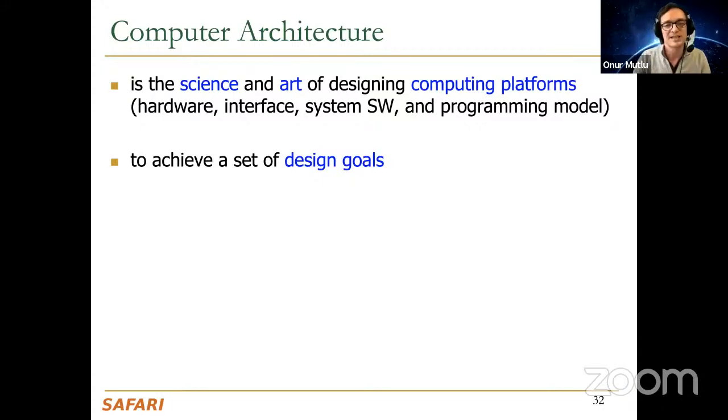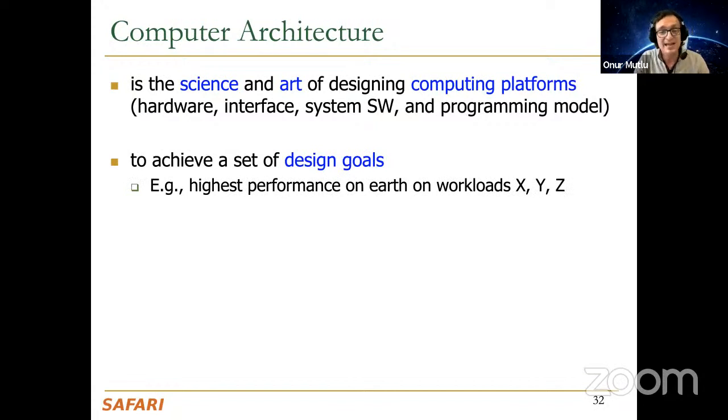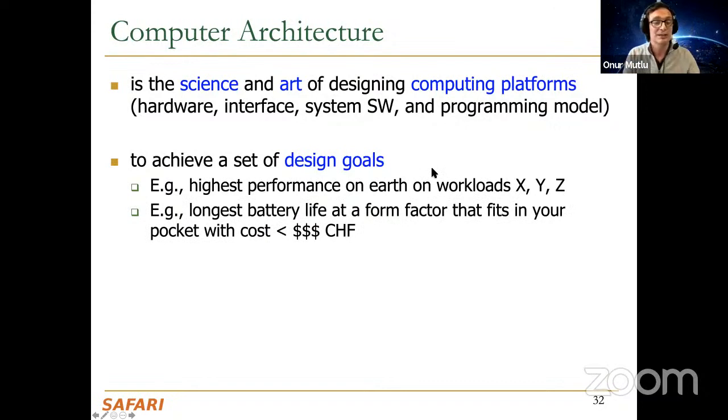And of course, the goal of designing this computing platform could be multiple. And these are called design goals. Basically, we design these systems to achieve a set of design goals. And design goals depend on what kind of system you're designing. For example, one design goal could be, I would like to achieve the highest performance on Earth on workloads X, Y, Z. So this could be the very high performance computing systems, right? Supercomputers, for example. And then another design goal could be, I would like to achieve the longest battery life at a form factor that fits in your pocket with cost less than some number of Swiss francs or whatever your favorite currency is. Now, this sounds like a mobile system, but it's a very different design point than the supercomputer, right? Supercomputer doesn't have to fit in your pocket, for example.